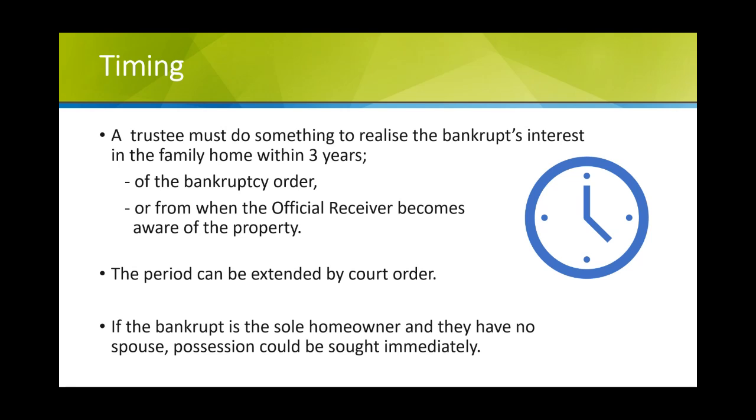No order will be made forcing the bankrupt or their family to move out of the family home in less than 12 months from the date of bankruptcy. If the trustee has not put the home up for sale within 3 years, it will be transferred back to the bankrupt. If the bankrupt is the sole homeowner and they have no spouse, then neither the 12 months nor the 3-year period will apply, so possession could be sought immediately.